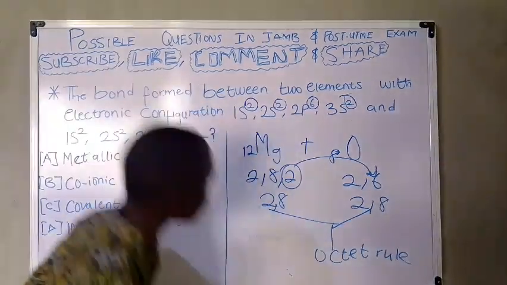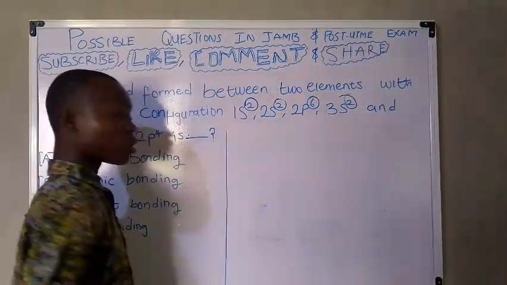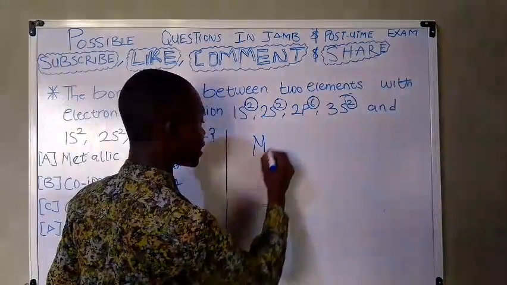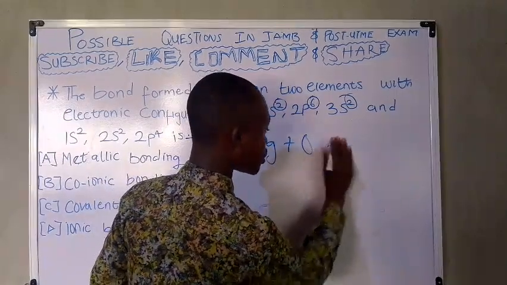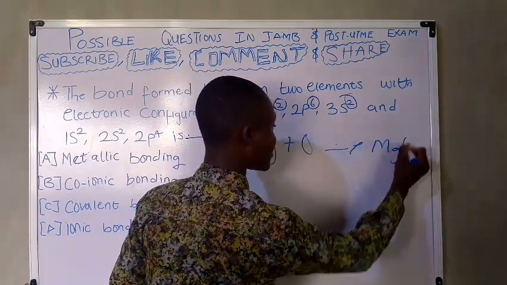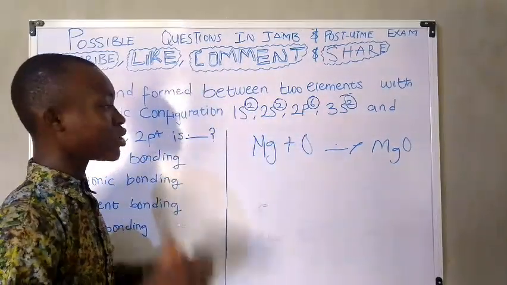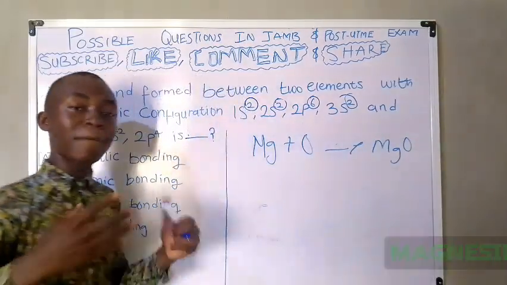Now, magnesium plus oxygen is going to give magnesium oxide. You can see magnesium oxide. It's simply easy and understandable. The compound formed is magnesium oxide.